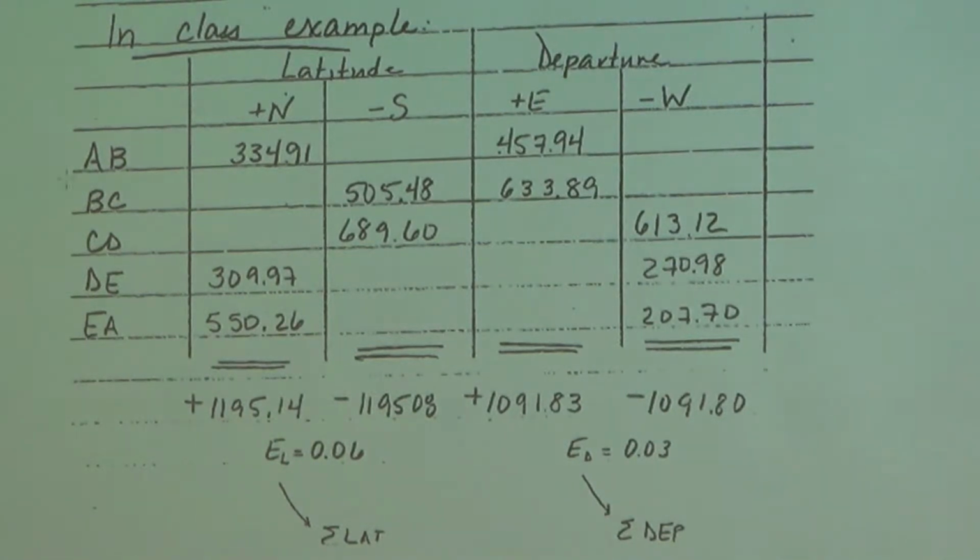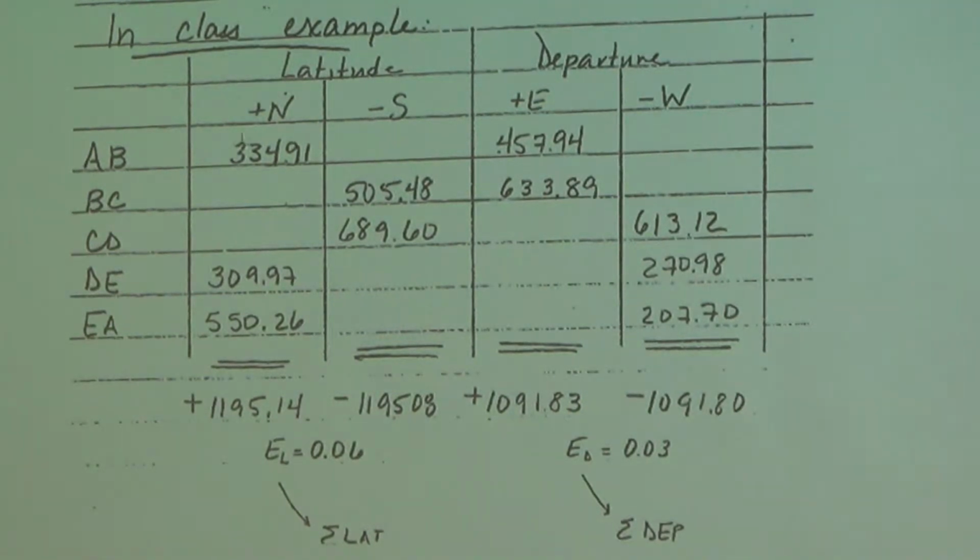So look at the first column. The first column represents lines. Going from A to B, I had a northing of 334.91 and an easting of 457.94. And then going from B to C, I had a southing. There's no such thing as southing. It's a northing of a negative 505.48 and then a 633.89. So these are the departures and latitudes that we calculated.